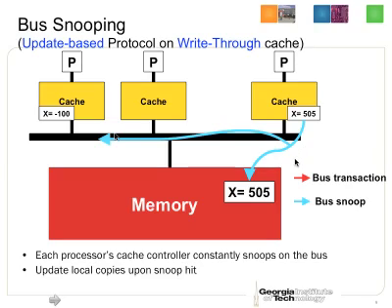It knows that this is a write operation to address x or variable x. It knows that it has a local copy of x, and then it will update its local copy. So that's why this is called update-based protocol. The next transaction you'll see is the value in this local cache is updated to the new value.